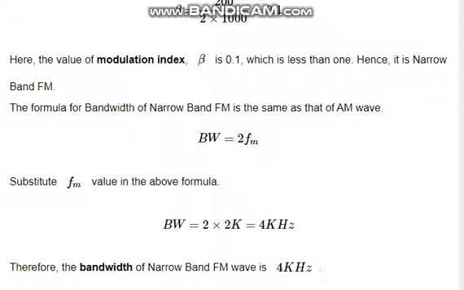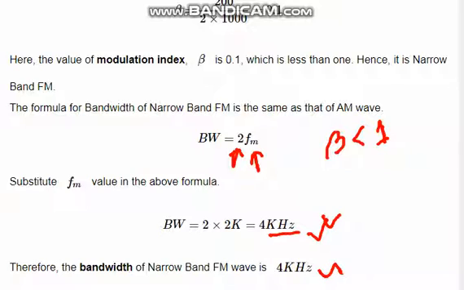Now to find out the bandwidth of the narrowband FM. First of all, you know there are two types of FM, narrowband and wideband. If beta is less than 1, that is known as narrowband FM, and the bandwidth of this kind of FM is 2 into FM, that means the frequency of the modulating wave. Then you will get 4 kilohertz. That is the narrowband FM wave bandwidth.